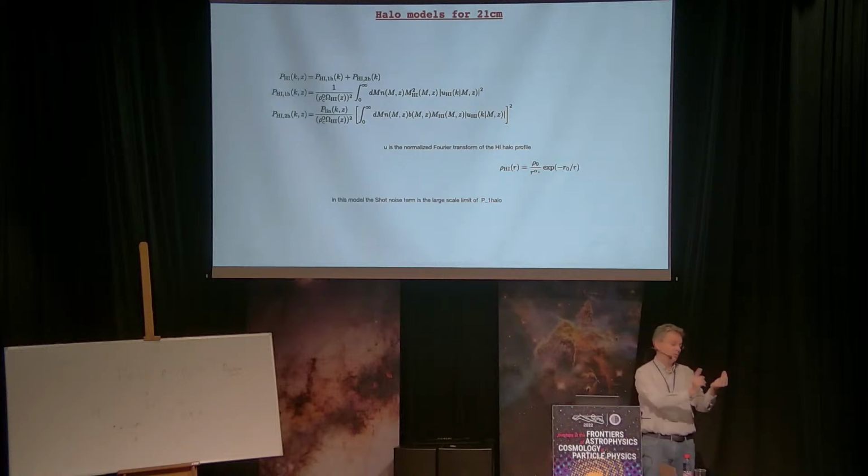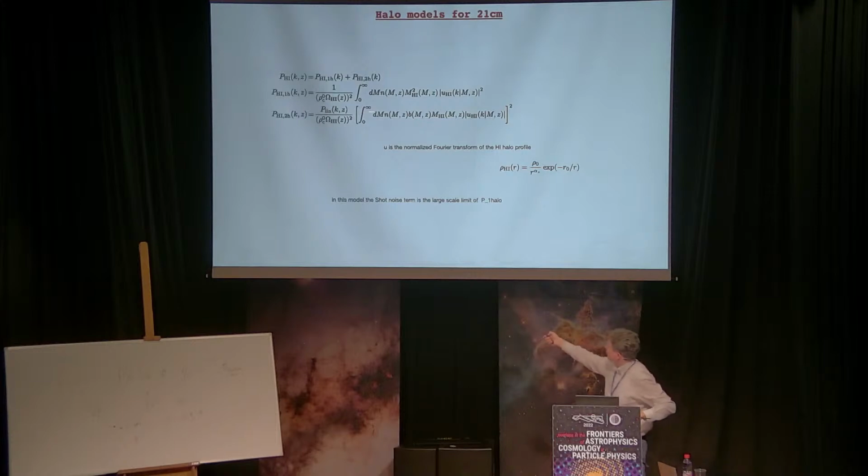But when you move to the smaller scales, you must be sensitive to the actual H1 distribution inside the halo, and this is the one halo term. And the total power spectrum is the sum of the two. Okay, not surprising. This one is likely to dominate the large scales. This one is likely to dominate the small scales.